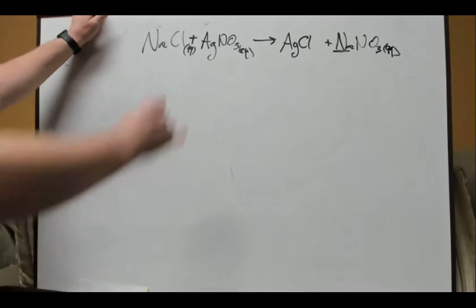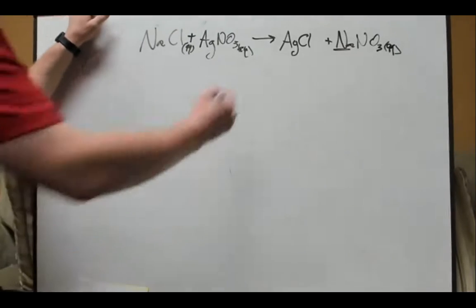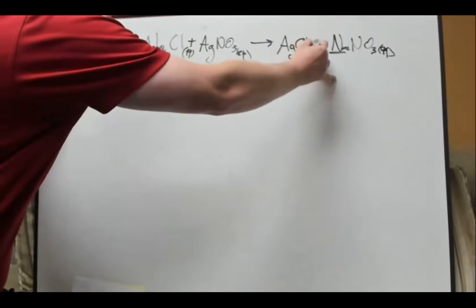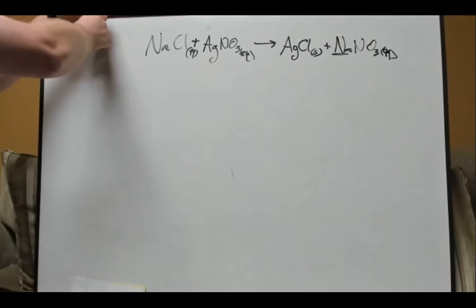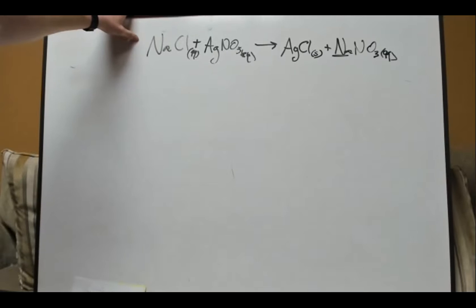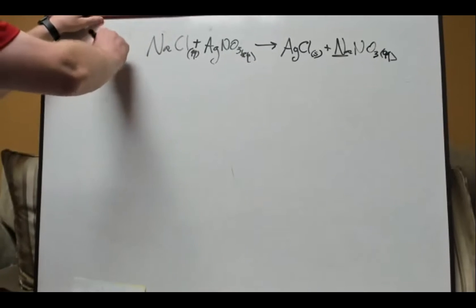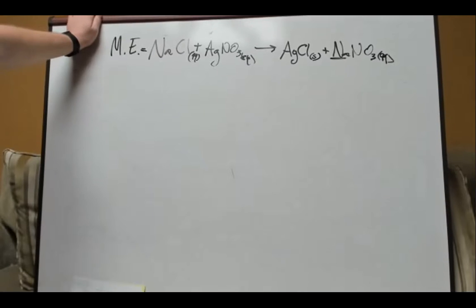Then the question is, is silver chloride soluble or insoluble? When we look at the table, we know this is a solid, so that's going to be a precipitate. When we write out this equation, we then have to balance it. But if we look at it, it's already balanced just as is, so we don't have to do any more steps to balance it. This is known as the molecular equation. I'm just going to put ME for short. The molecular equation has everything in the molecular formula.